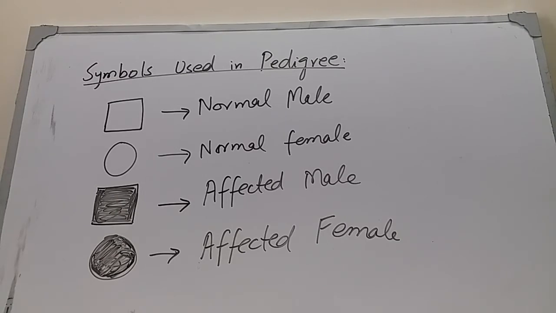On the other hand, if the circle is fully shaded, it shows it's an affected female. It means she is carrying the trait we are looking for, or she has the disease. And if the square is fully shaded, it means it is an affected male. He has the disease or he is carrying the trait we are looking for. So empty squares and circles show the normal male and female respectively, while shaded circle and shaded square show affected female and male respectively.